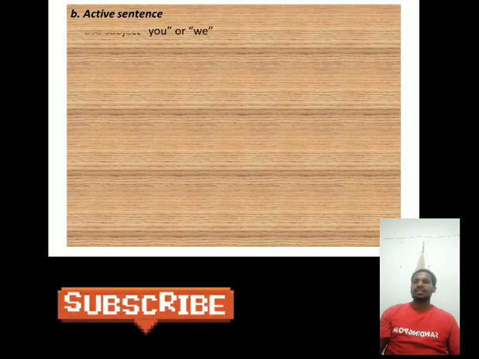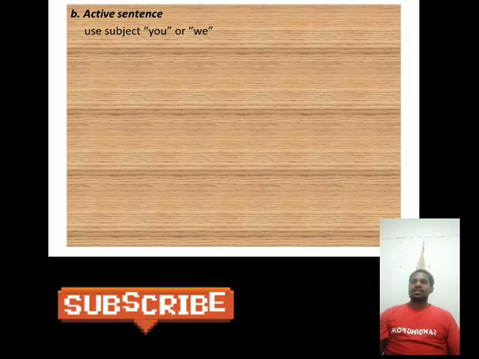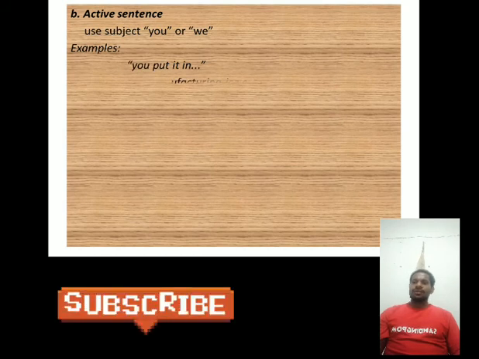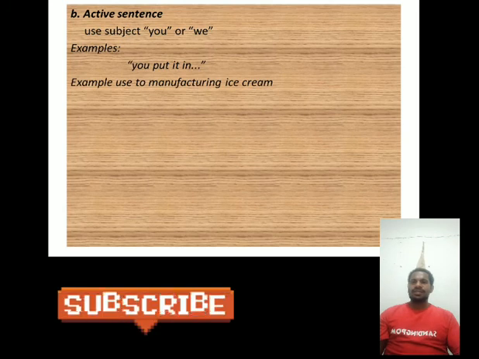Part B, active sentence. Use subject you or we. This second part, B, uses active sentences, where we use the subject you, or we. Example: you put it in.